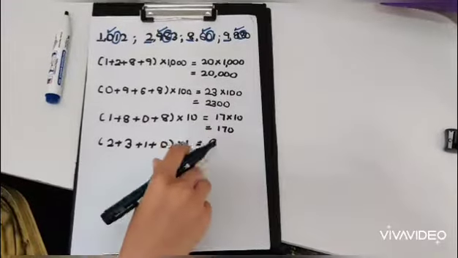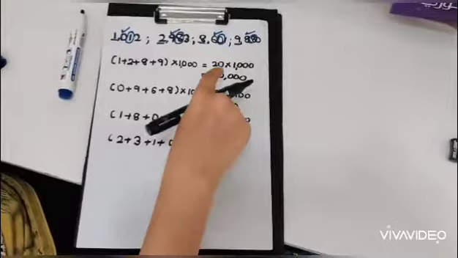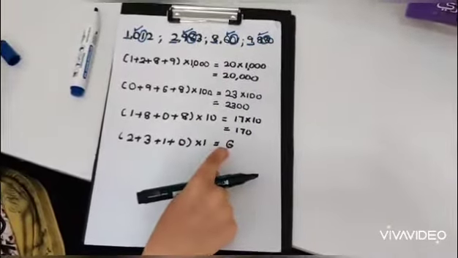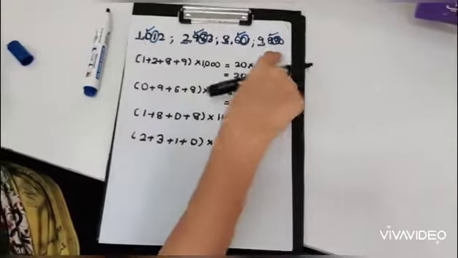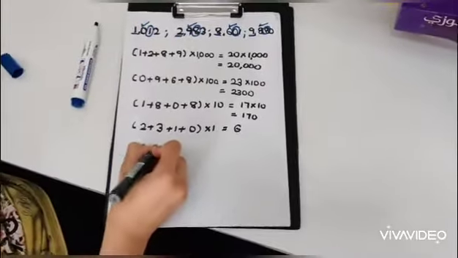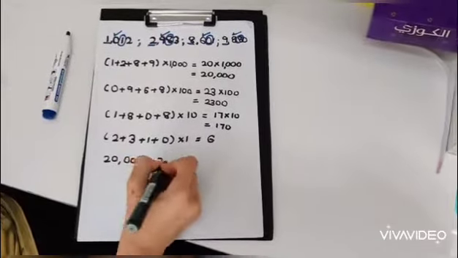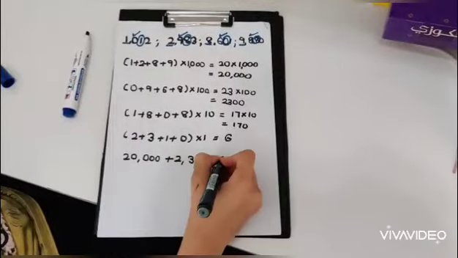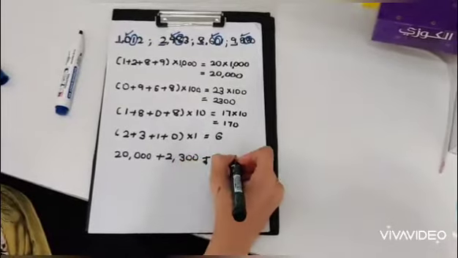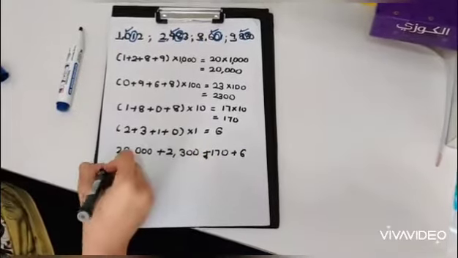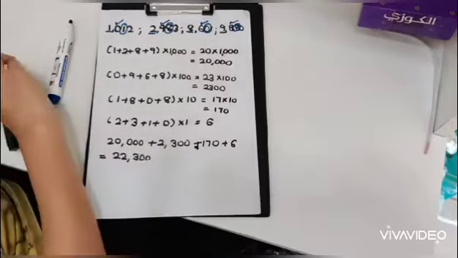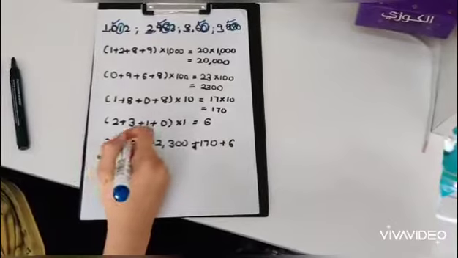Yeah. Now we need to take the sum of all of these numbers. The sum of 20,000, 2,300, 170 and 6 is the sum of all of these numbers. So let's just take the sum. 20,000 plus 2,300 plus 170 plus 6.